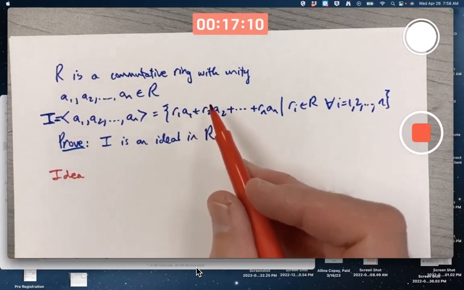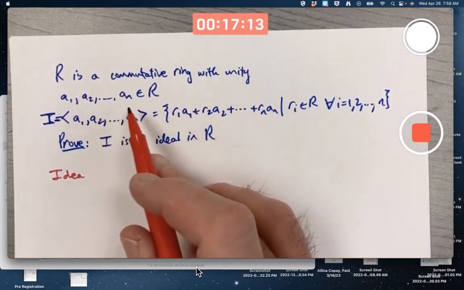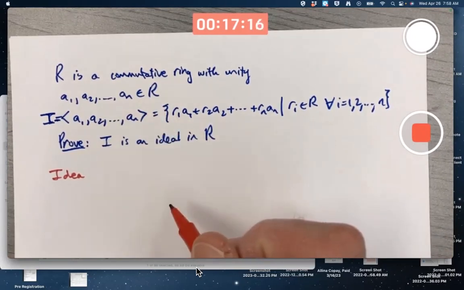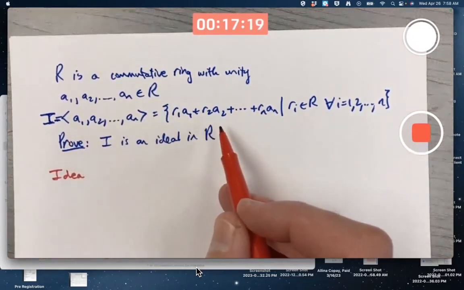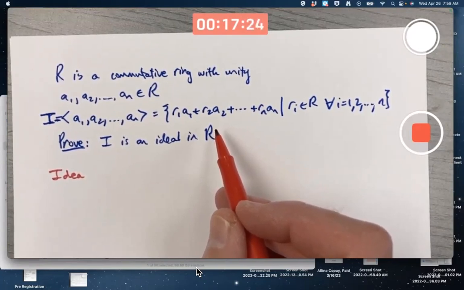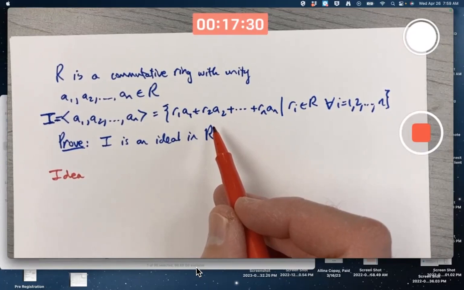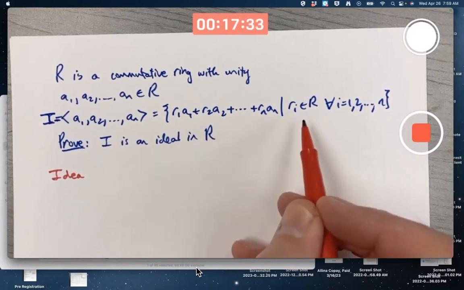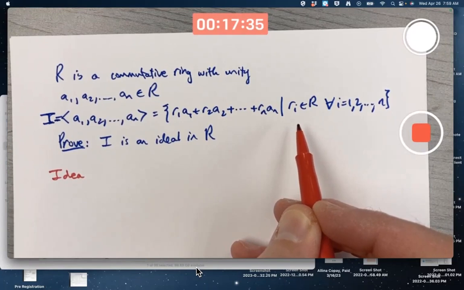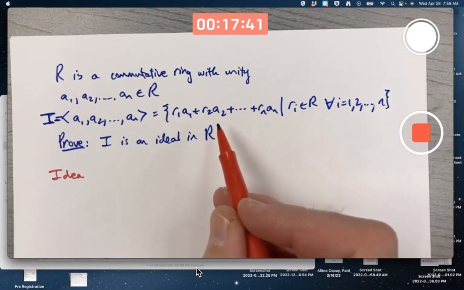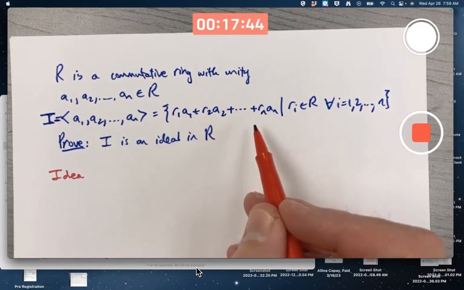The problem is R is a commutative ring with unity, and we've got n elements, A1 through AN, from the ring. I is defined to be this set, which, analogous to linear algebra, you could think of as a set of linear combinations, though the coefficients of the A's are not scalars from the real numbers, for example, but they are from the ring itself. So it's a similar concept to linear combinations, but not the exact same thing. Likewise, because of that, this notation here is a similar idea as spanning set of vectors in linear algebra, but not quite exactly the same idea.